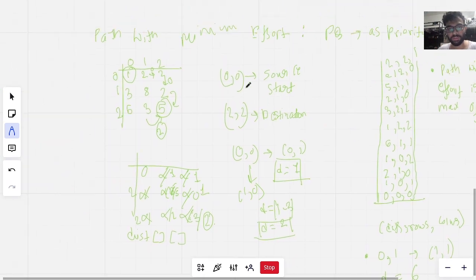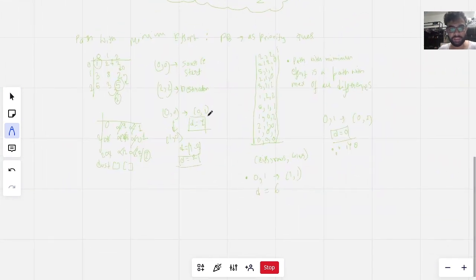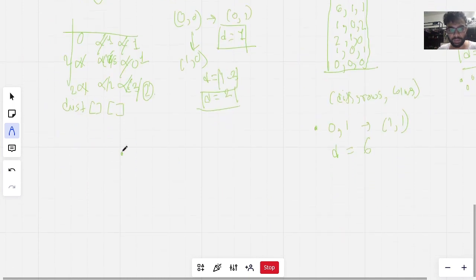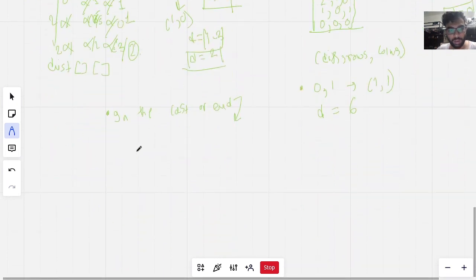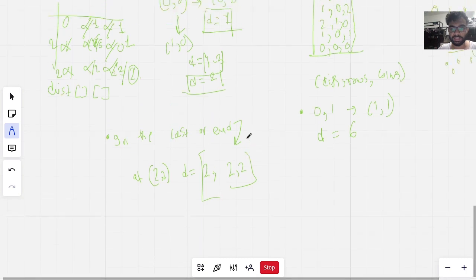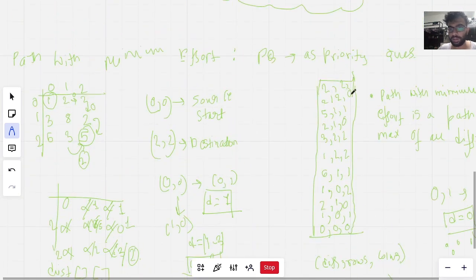From this particular problem we can conclude that in the end we are reaching this particular value, which is 5, present at 2, 2. At 2, 2, the distance becomes 2, which is seen at the top of the stack. So this is the end and this is the start.